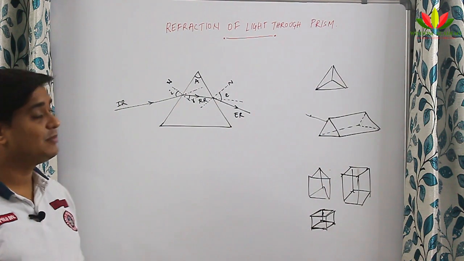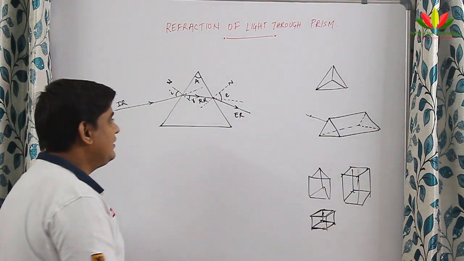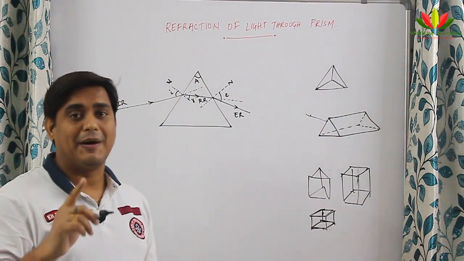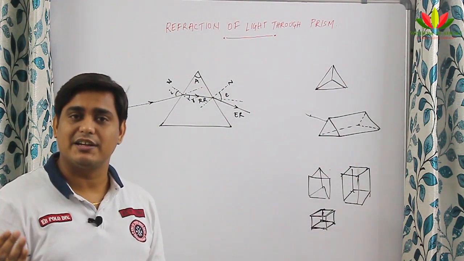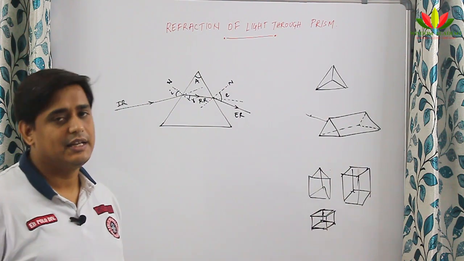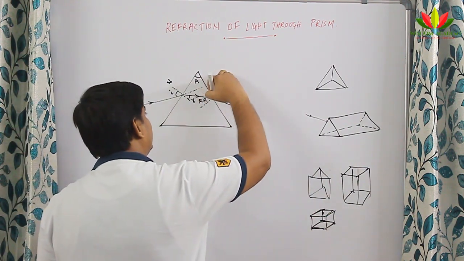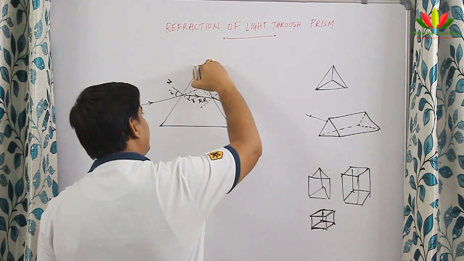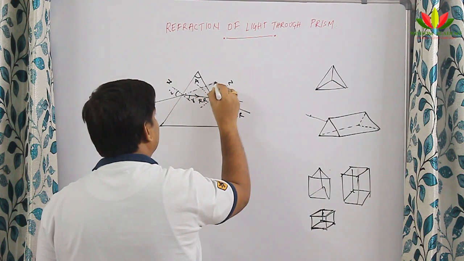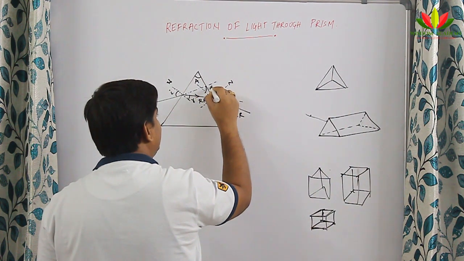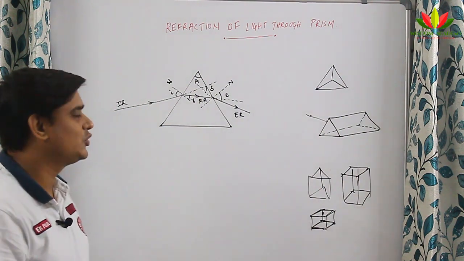There is something called deviation. Deviation is always found by extending the emergent ray and making it meet with the incident ray. So, if I extend in the backward direction and try to find this, here this angle will be the angle of deviation. They will write delta, or D also you can write.